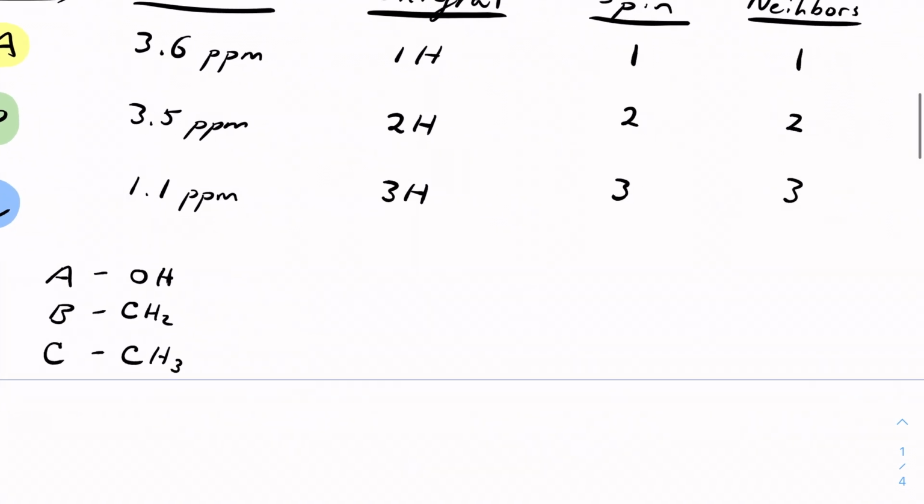So then what we can do is go ahead over here and draw a crude structure. So we have a CH3 group. That's going to be looking like CH3.